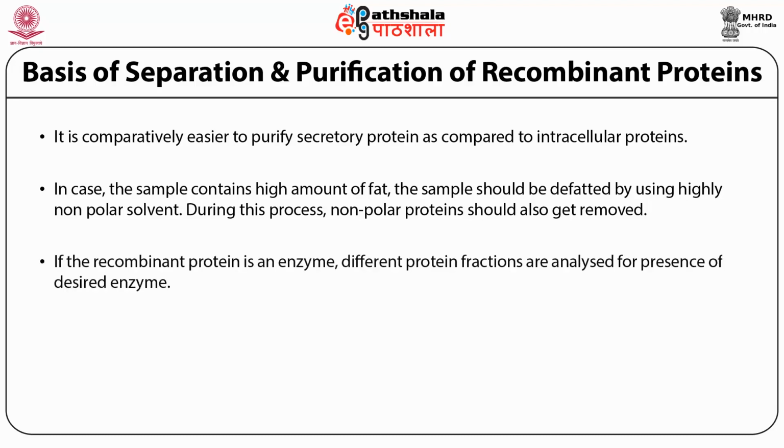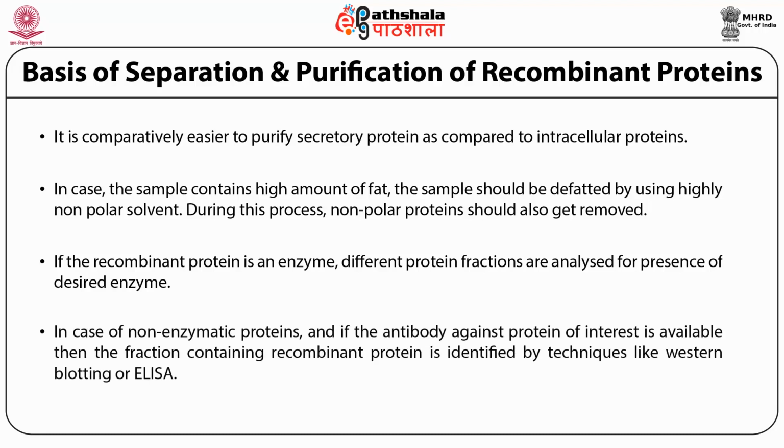If the recombinant protein is an enzyme, during the extraction, the different fractions are analyzed for the presence of the desired enzyme. In case of non-enzymatic proteins, and if the antibody against the protein of interest is available, then the fraction containing the recombinant protein can be identified by techniques like Western blotting or ELISA, that is, enzyme-linked immunosorbent assay.